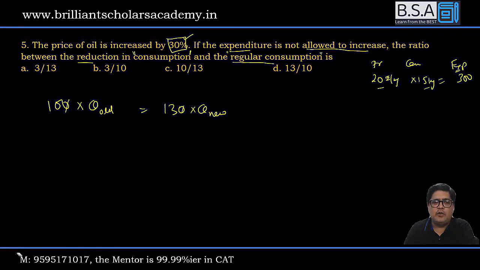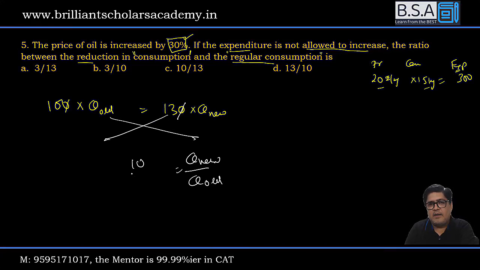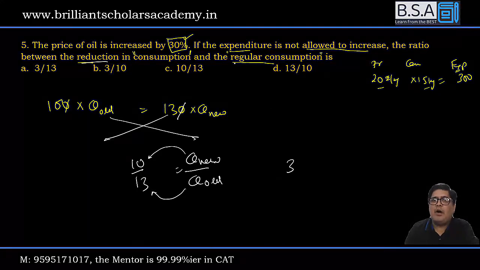Let me do this properly. Always bring old below. Old value should come below. That is the fundamental idea of final and initial value. Quantity new upon quantity old. So 13 will go this side, it is 10 by 13. Earlier you used to buy 13. Now you can buy 10. What is the question? Reduction in the consumption. You used to buy 13. You are buying 10. Reduction is 3 upon the regular consumption. Regular means the original or the old, upon 13. That is your answer.